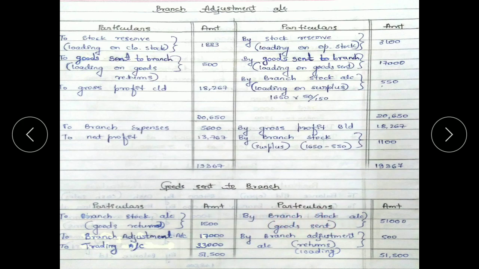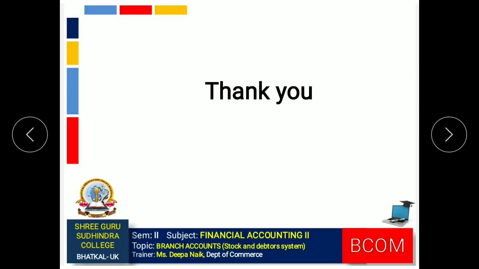Next we had goods sent entry on credit side. So loading entry will come on debit side. To branch adjustment account 17,000. This entry was already made in adjustment account, which is transferred to goods sent to branch account, 17,000. So when we close the account, credit side is more, hence the difference is transferred to the trading account, 33,000. Thank you.